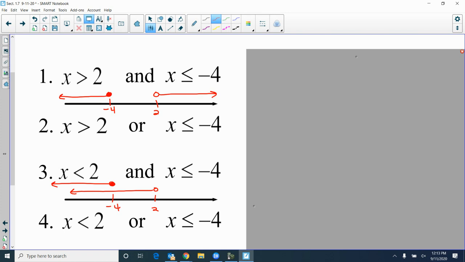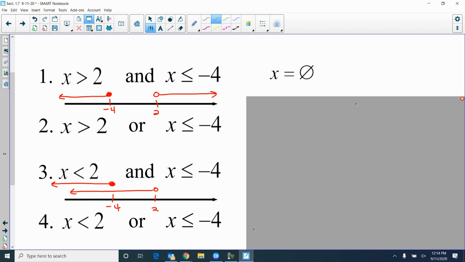All right, the first one, you take a look there. Thomas, what do you got? No solution. There we go, no solution. Now, the first two share the same graph. The only thing that's changed is the word. First one's "and." Where do they overlap? They don't overlap, so you have to put no solution for that one.